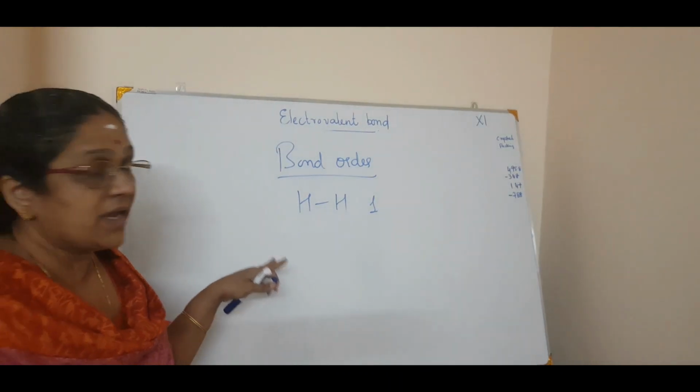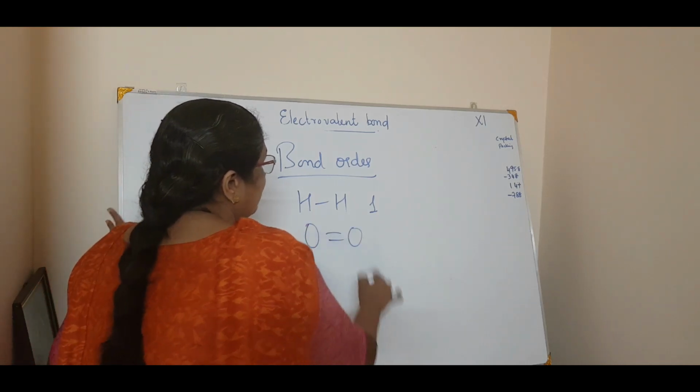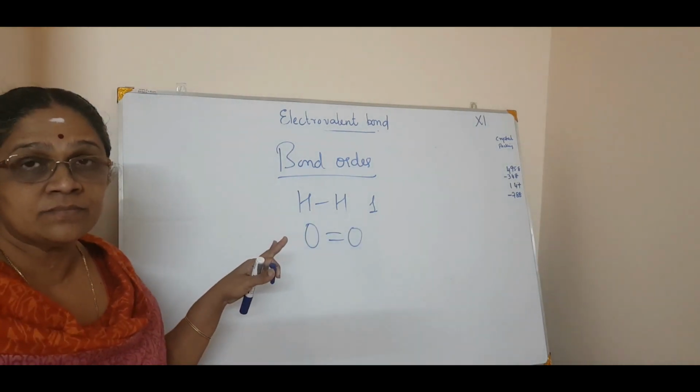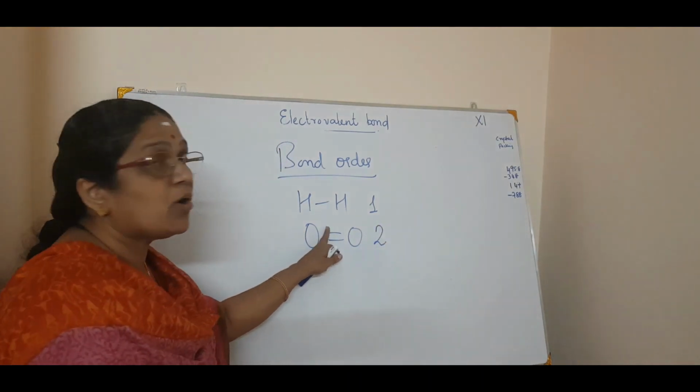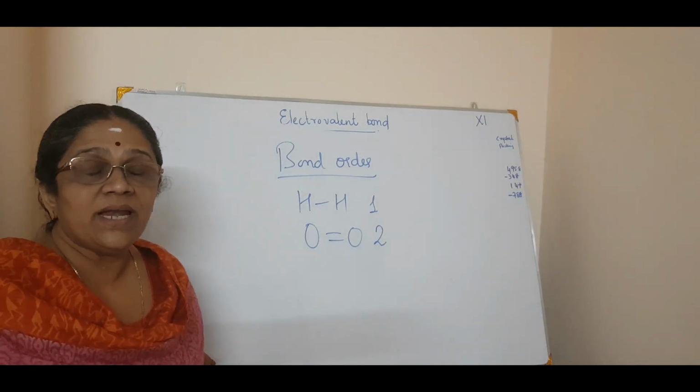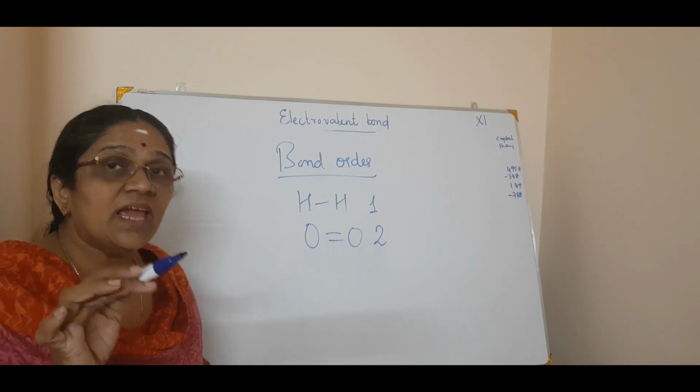Correct. Okay. Now in the case of oxygen-oxygen molecule, what is the bond order? The bond order is 2. Why? Because there are 2 bonds in the molecule. So it represents the number of bonds in a molecule.